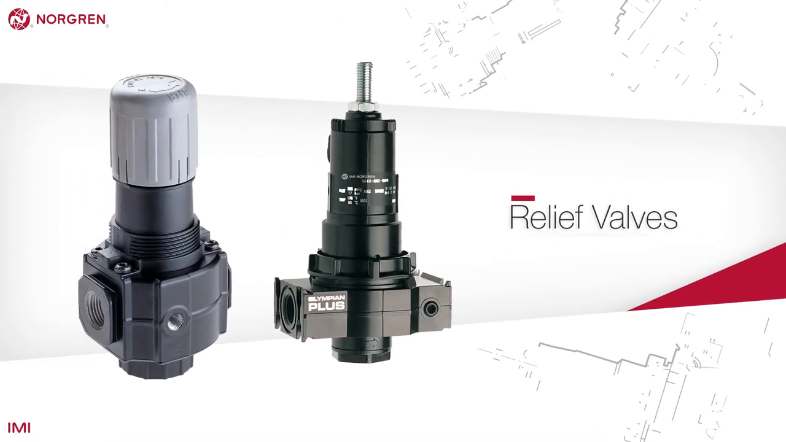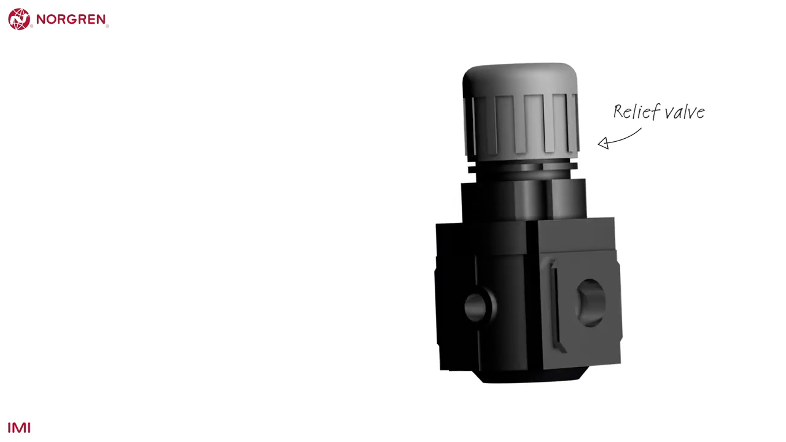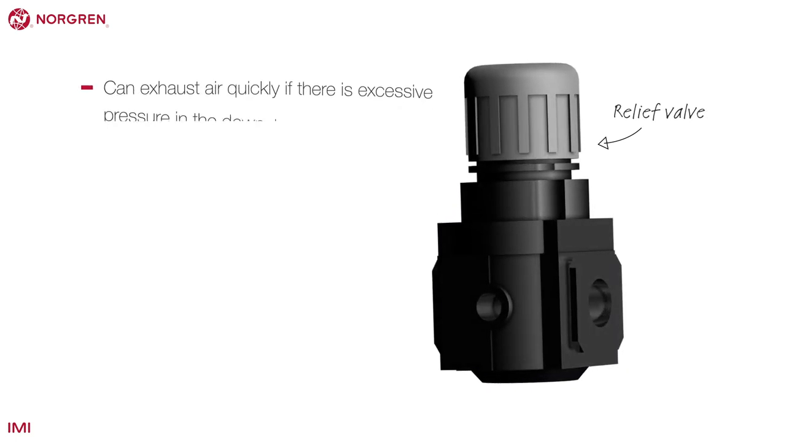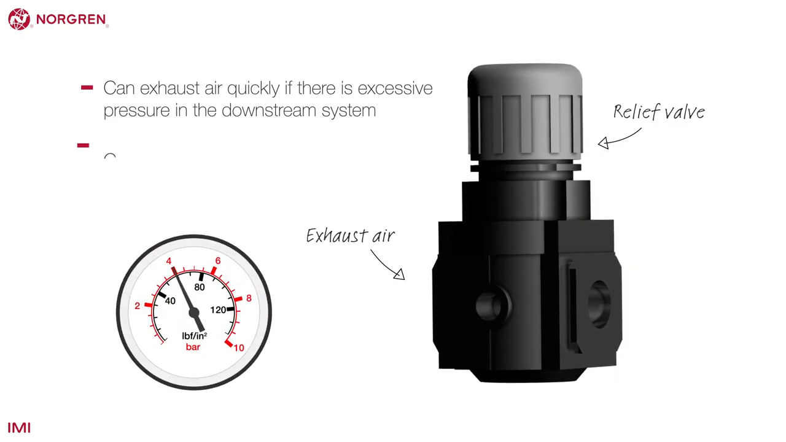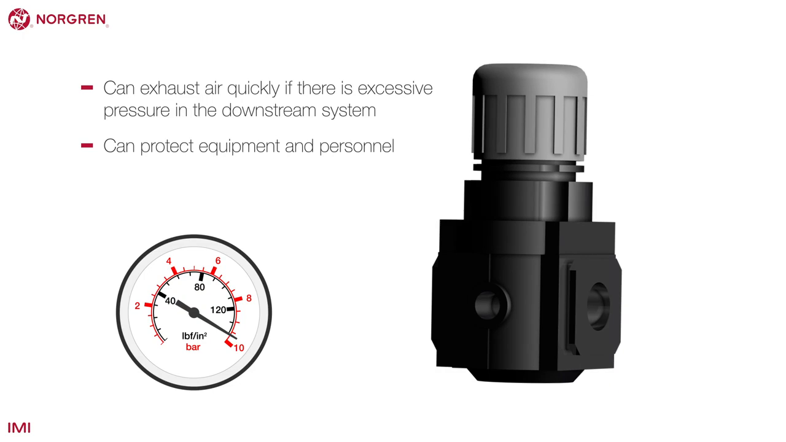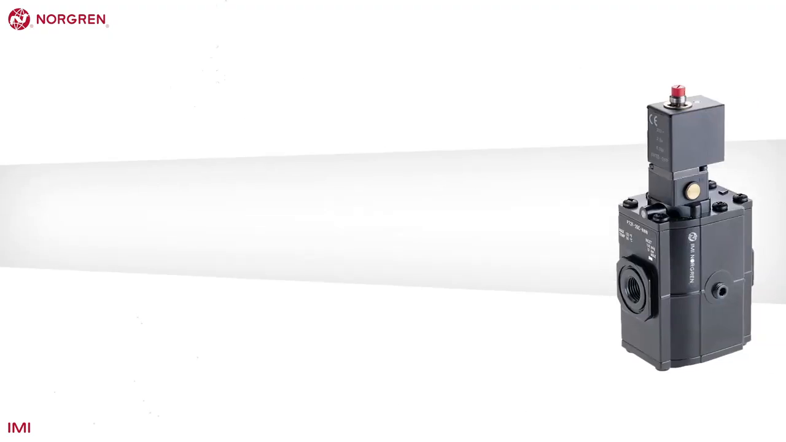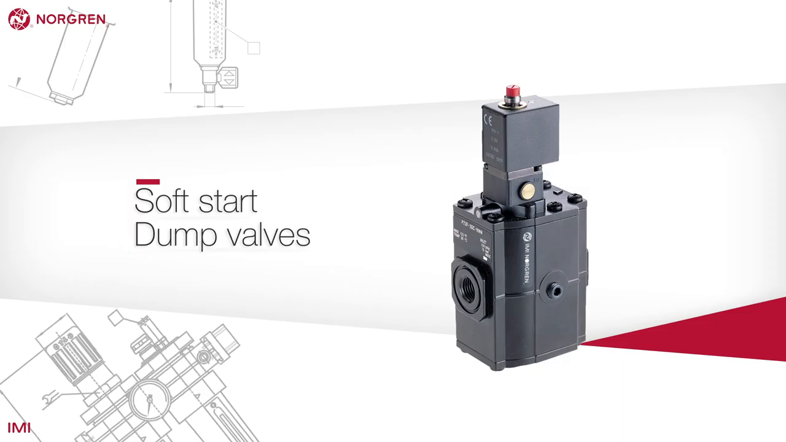Relief valves. A relief valve is able to exhaust air quickly if there is excessive pressure in the downstream system, ensuring the system doesn't exceed a maximum pressure. They protect equipment and personnel if pressure increases unexpectedly. If, for example, a cylinder was pushed back accidentally and a pipe burst, a relief valve is a product that helps with safety.